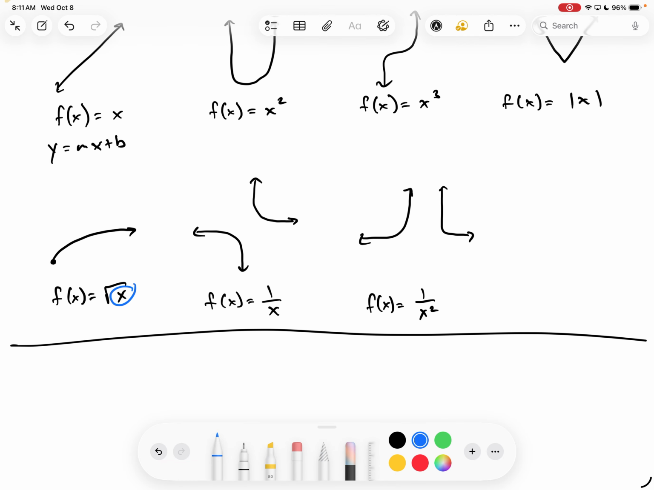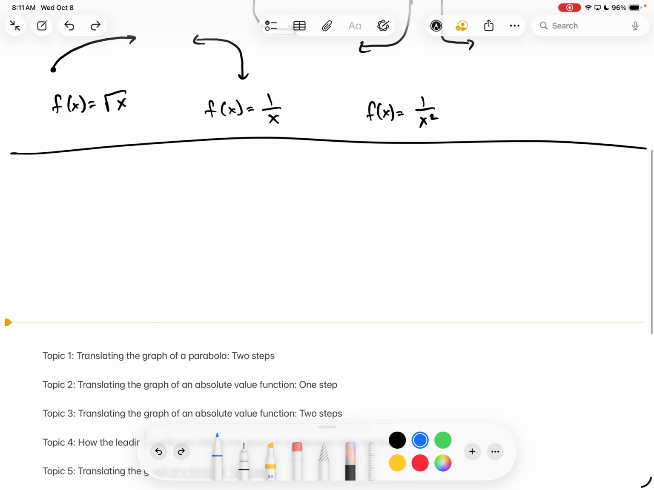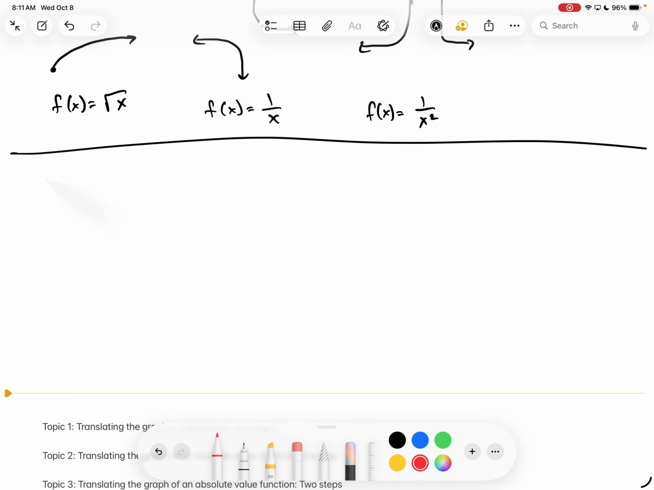Is it inside the square root? Is it inside the absolute value? Is it inside the part that's being squared? Is it inside the rational, like the denominator right here? So that's the inside, and then the outside would be: is it outside the square root? Outside the part that's being squared? Outside the part that's being cubed? Outside the absolute value? That's the easiest way to think about it, okay? So we'll go through the different transformations and do the topics real quick.